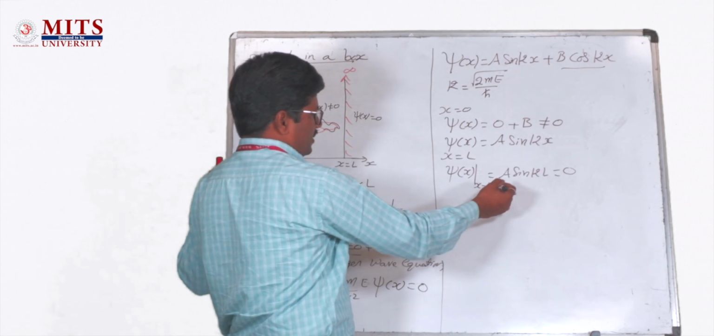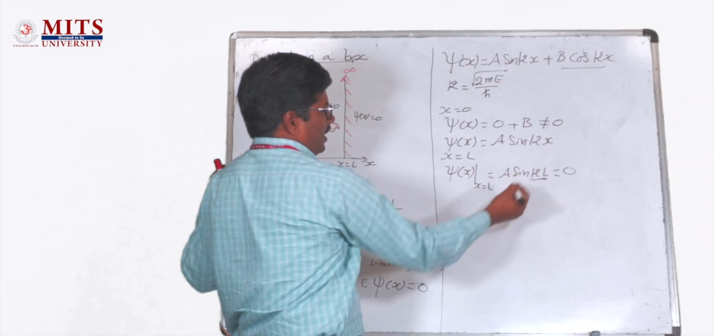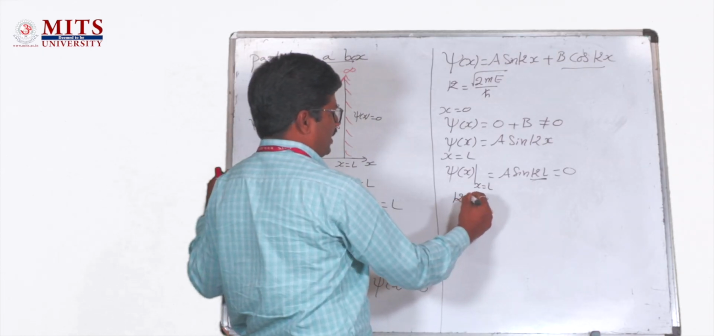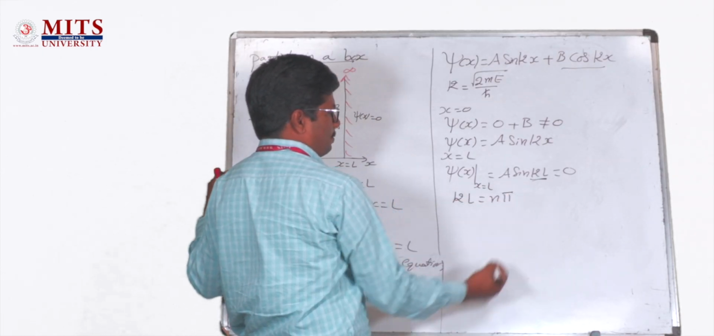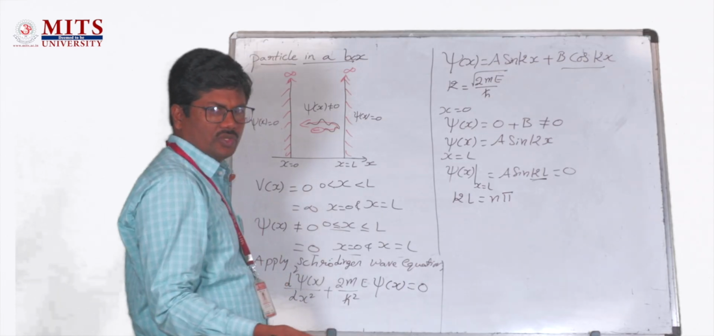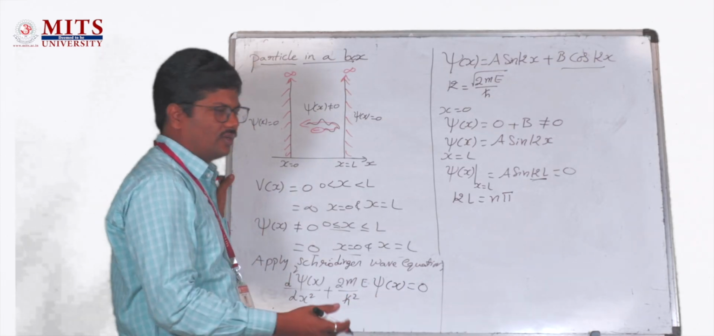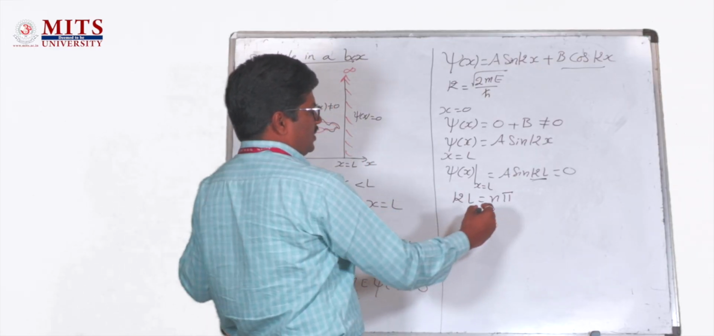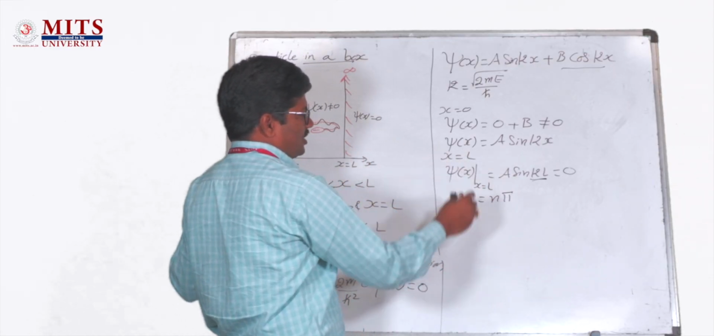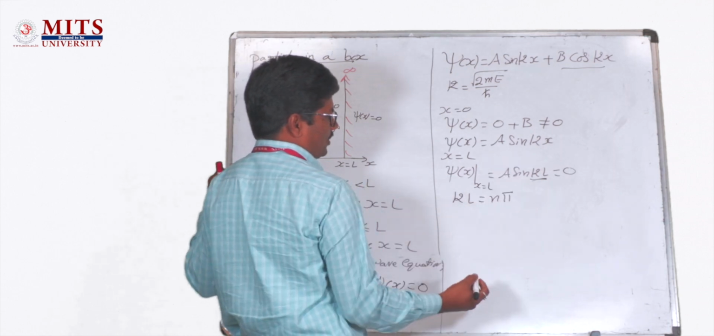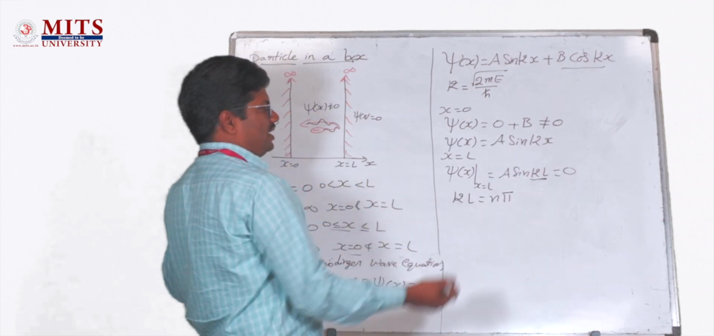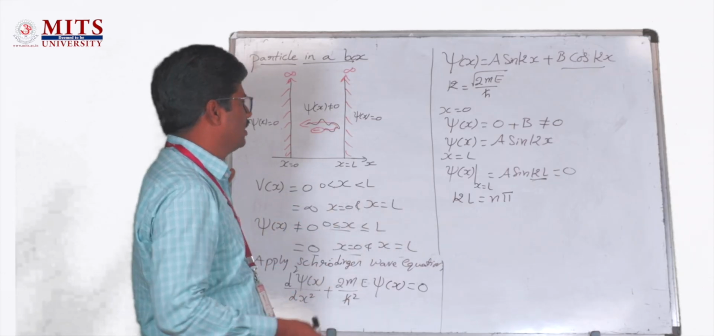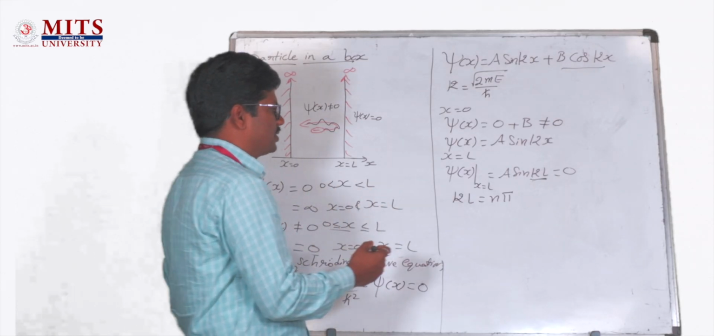In that case, what should the kappa L value be? Kappa L will be n pi, because sin n pi is 0. So n takes values 1, 2, 3: sin 180, sin 360, all these are 0. So kappa L is equal to n pi. This is the condition that satisfies the boundary condition, so this is our correct solution. Psi of x equal to a sine kappa x is our correct wave function for the electron to move in the one-dimensional box.